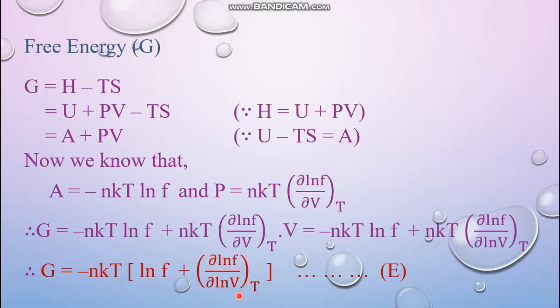And here one thing is taken: this V was taken to the denominator of this dV. That means dV by V was written as d ln V. So this was the change. This V vanished due to merging with this del V, and it becomes del ln V. So it should be clear. So this equation E is obtained.